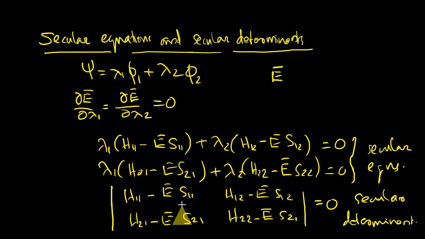Then we saw that the root of this secular determinant, this is a second order secular determinant, therefore there will be two roots for E bar, that is E1 and E2, and the lower value of this E bar will give the energy of the system, means the energy corresponding to the trial wave function. Obviously that energy will be greater than the true ground state energy of the system. That is what the variation theorem states, right?